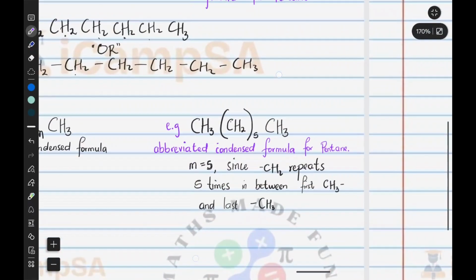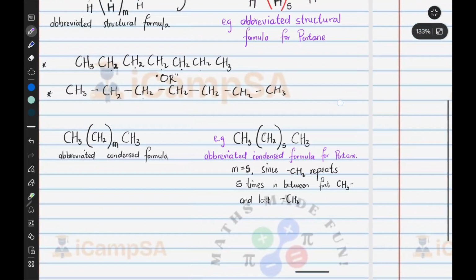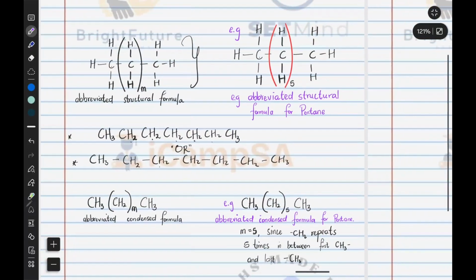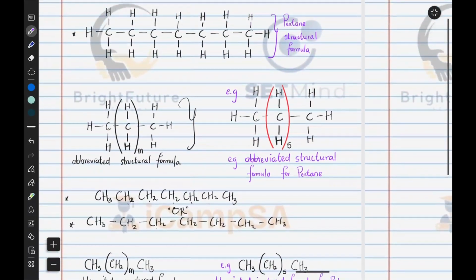And then we will also count how many times this CH2 is repeating in between the first CH3 and the last CH3, right? So most of the time you will find that you don't necessarily need to write the abbreviated structural formula, but it is very helpful to actually know it, just to understand where it comes from. Okay, so that's how the concept works.